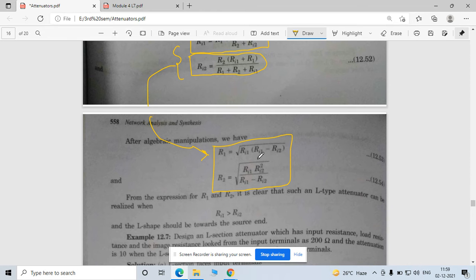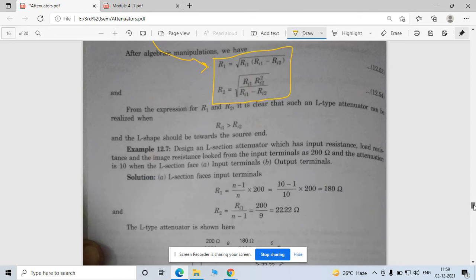And so you will get R1 is nothing but the square root of the image impedance of port 1 into image impedance of port 1 minus image impedance of port 2. Now observe that the image impedance for port 1 must be greater than the image impedance for the port 2 network, right? Then only will you be able to design your parameters. That's why we mostly prefer this L shape toward the source end side.